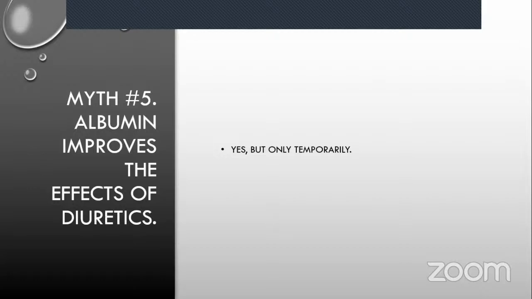Five, albumin improves effects of diuretics, yes, but only temporarily. When you have a patient with nephrosis and hypoalbuminemia, you'll find that you will have issues with your diuretics if you want to improve the diuresis, because diuretics need albumin to be transported to the proximal tubule where the effect happens. So supplementation of albumin was found to be helpful, but this is also time dependent, only working for 12 hours.